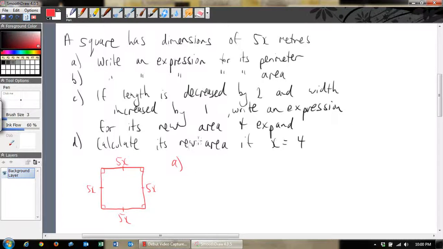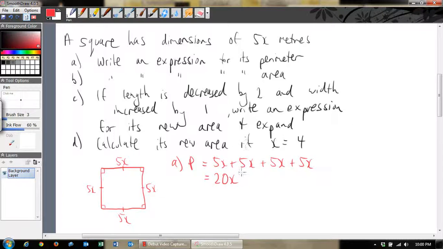Part A. Write an expression for its perimeter. How do we figure out perimeter? Well, the perimeter is just adding all the sides up together. So it's just going to be 5x plus 5x, you get the idea. If you're smart, you would just times it by 4. But I've been really dumb. 5x plus 5x and so on is just going to equal 20x. So the perimeter is equal to 20x.